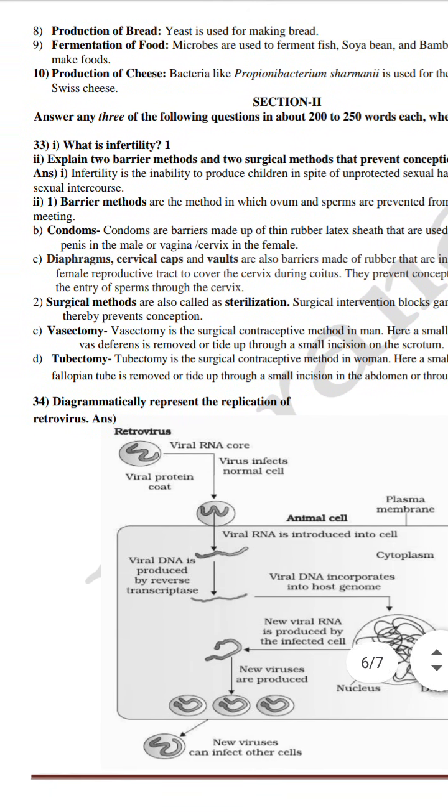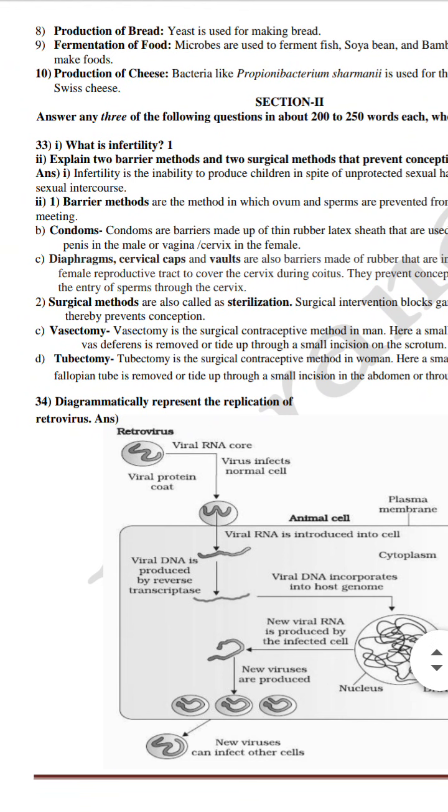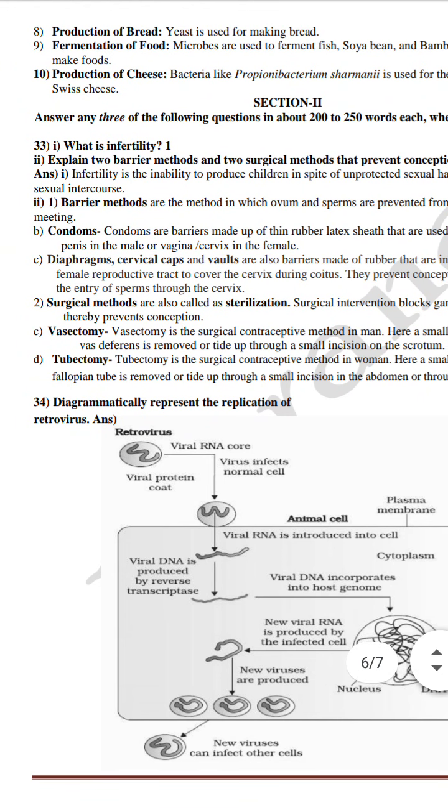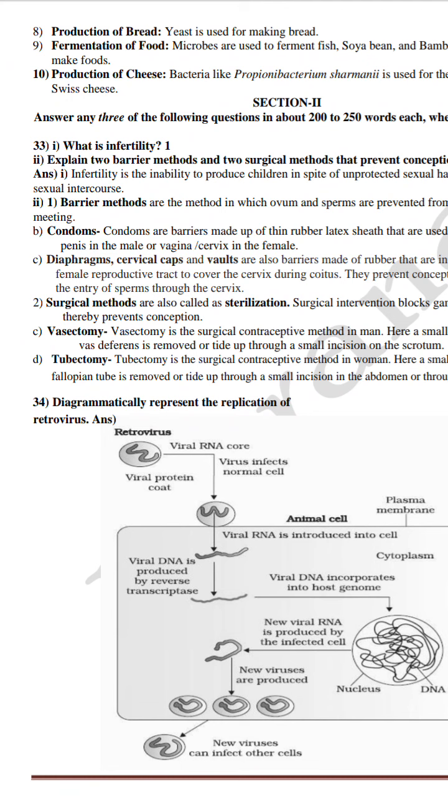Understand? Now let us talk about 33 question. This 33 question, students, has 2 sub questions. First question is, what is infertility?